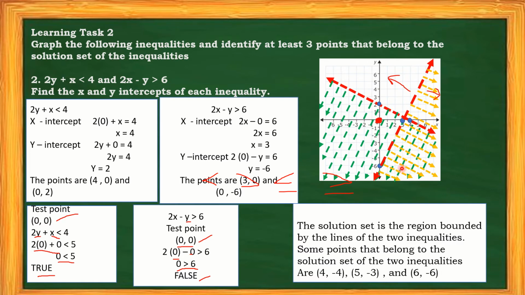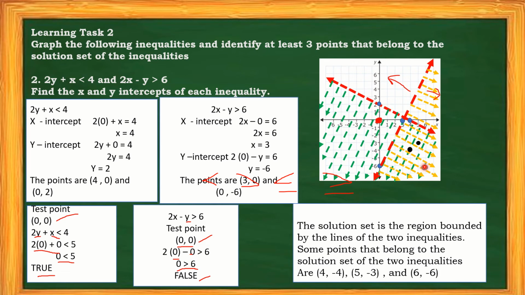Okay. So, ito yung solutions ngayon, yung nag-overlap. Yung nag-overlap na green and yellow. So, pipili kayo ngayon diyan ng 3 points. So, we have 4, negative 4. Okay, we have this point, 5, negative 3. And you have 6, negative 6.